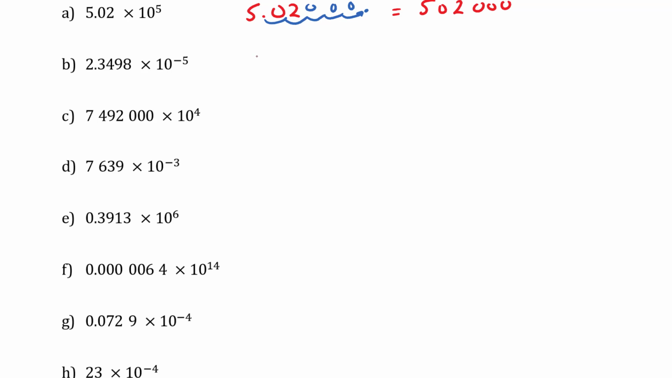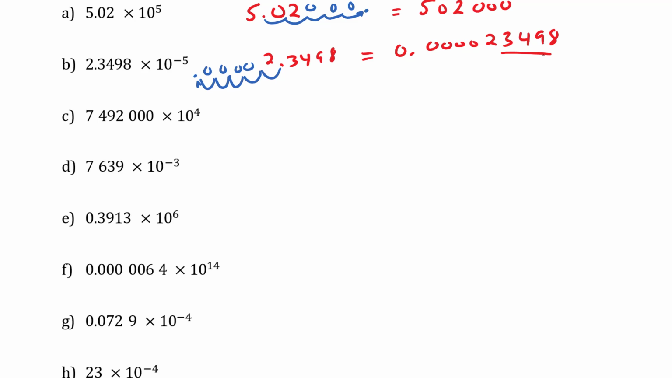Next value here, 2.3498 times 10 to the minus 5. This number is going to get a lot smaller. Move the decimal over 5 places. 1, 2, 3, 4, 5. Put in zeros there. 0 decimal, 4 zeros, then 2, 3, 4, 9, 8. Make sure you write all those numbers down. These numbers are important. These zeros are placeholders. So all those numbers are important, but only these values here are significant.